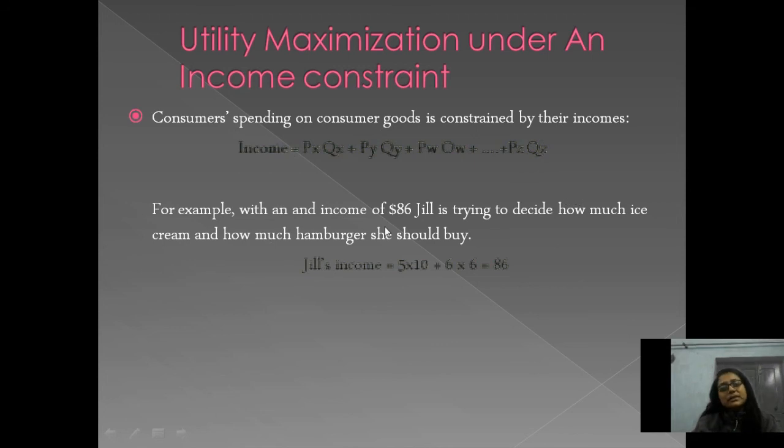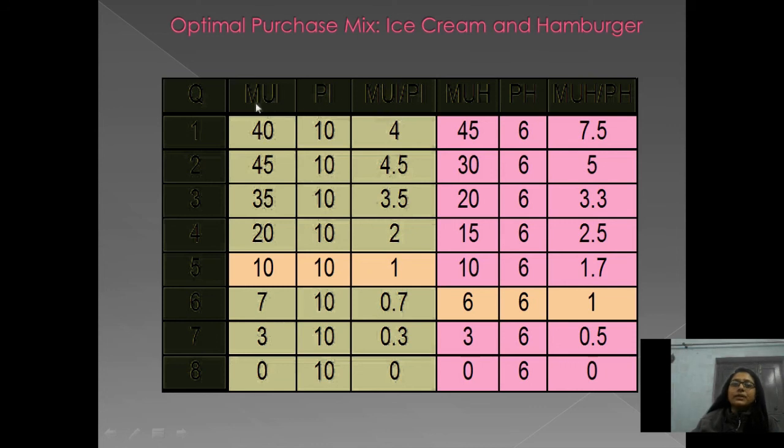Here, we explain this scenario by using an example. We also consider two goods: one is ice cream and the other is hamburger. Here we found that MU_I by P_I and MU_H by P_H are equal at 0.1. That means this value is equal to this one. So equilibrium is achieved when the consumer buys 5 units of ice cream and 6 units of hamburger. This is the equilibrium condition for the consumer under the cardinal utility approach.